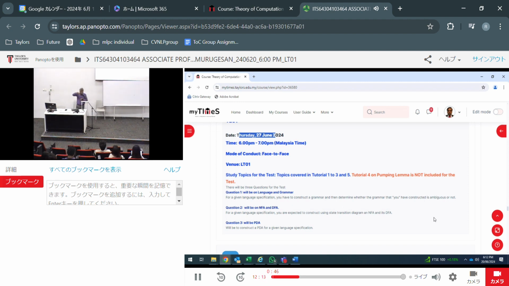Okay, not everyone will get the same answer, ambiguous or unambiguous. Okay, question 2 will have section A, section B. Question 2A will be to construct an NFA. Question 2B will be to convert that NFA into a DFA.